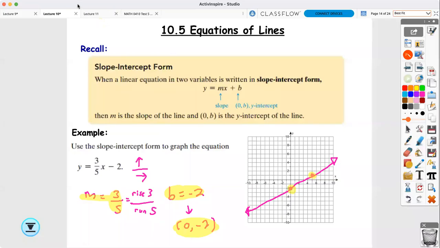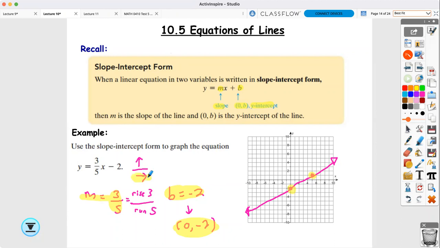I forgot to record, so I'm going to go ahead and say a little bit more again. All right, guys, the way we do this example is we want to use the slope intercept form, y equals mx plus b, to graph this line. We know m is the slope and we know the b, the number by itself, is the y-intercept. So look at this example here, y equals 3/5 x minus 2. We know the slope is 3/5. Another way to describe slope is rise over run. So in this case, we're going to rise 3 and run 5.